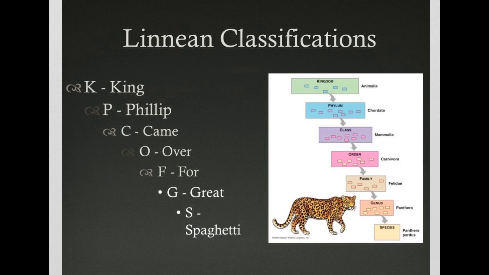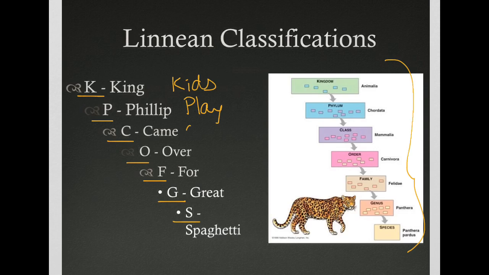So his classification system went kingdom, phylum, class, order, family, genus, and species. You can see these all listed here. I came up with an acronym for you: King Philip came over for great spaghetti. I have also heard kids play chess on fat green stools.